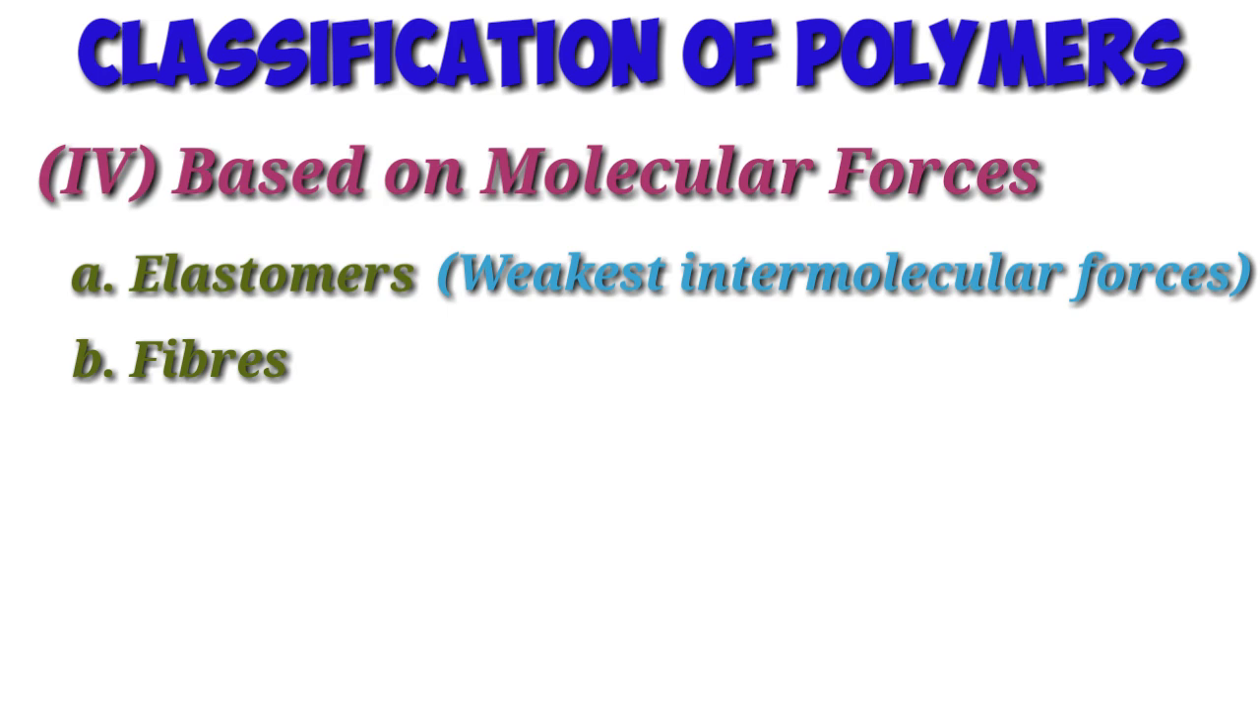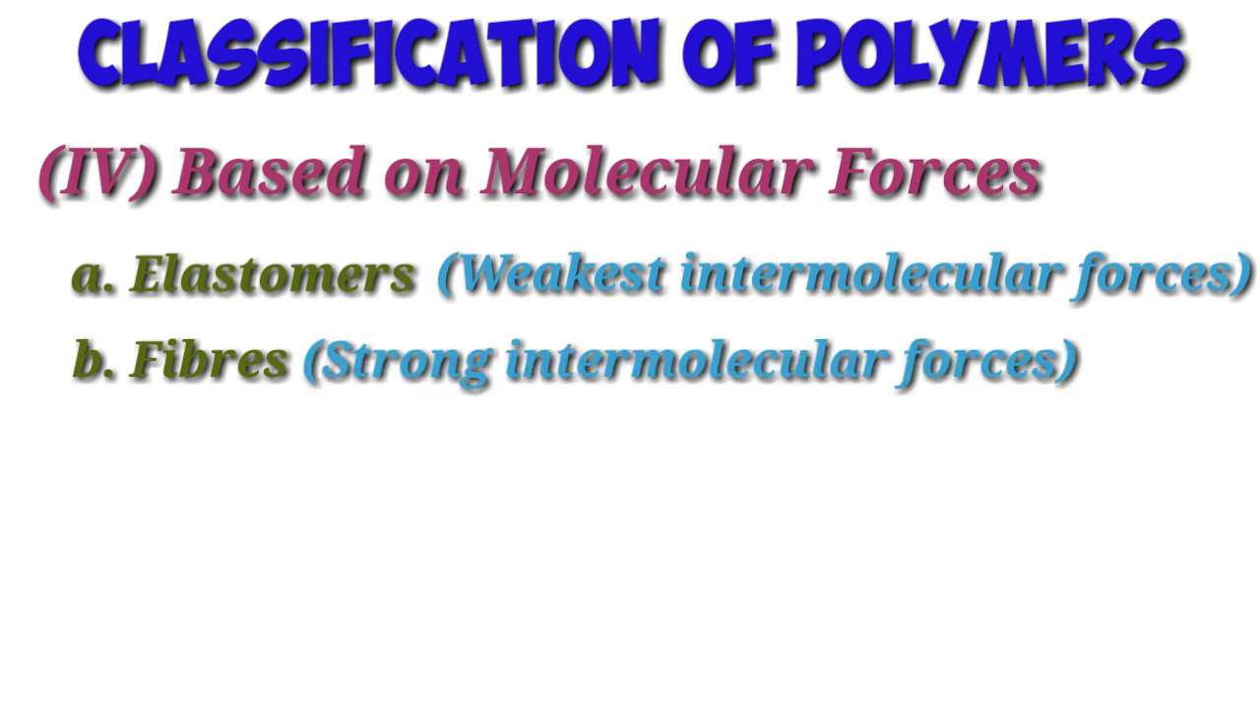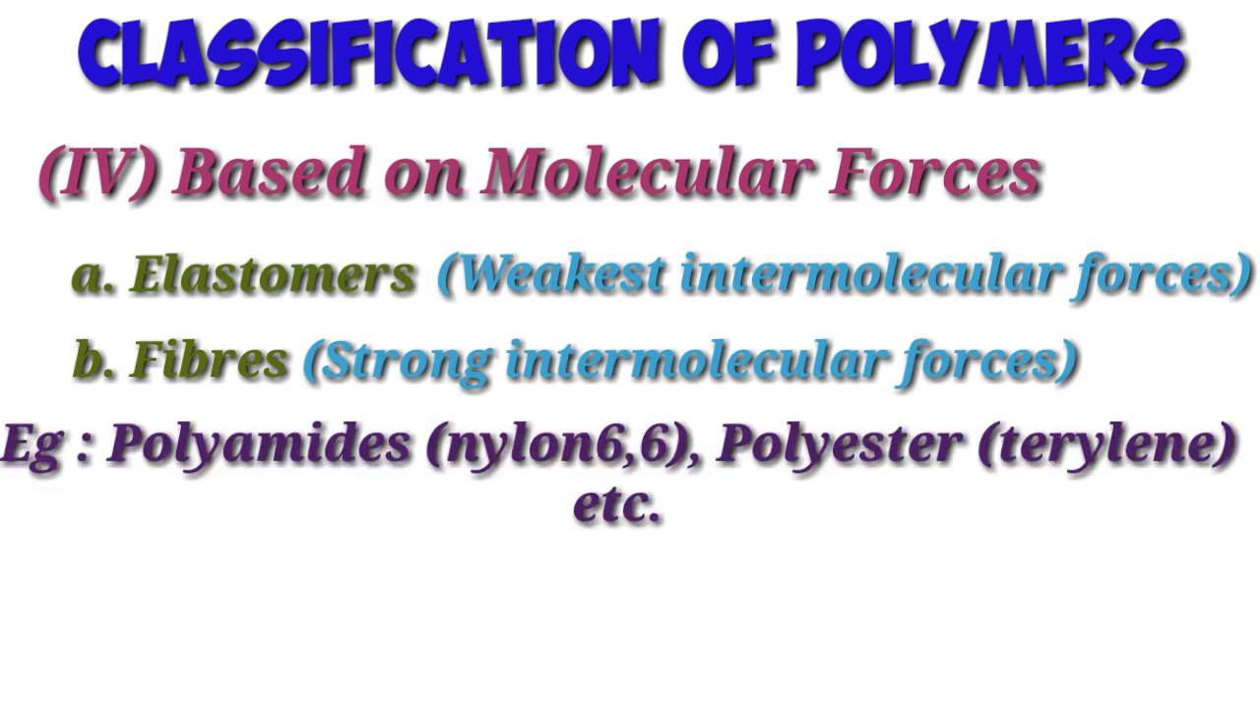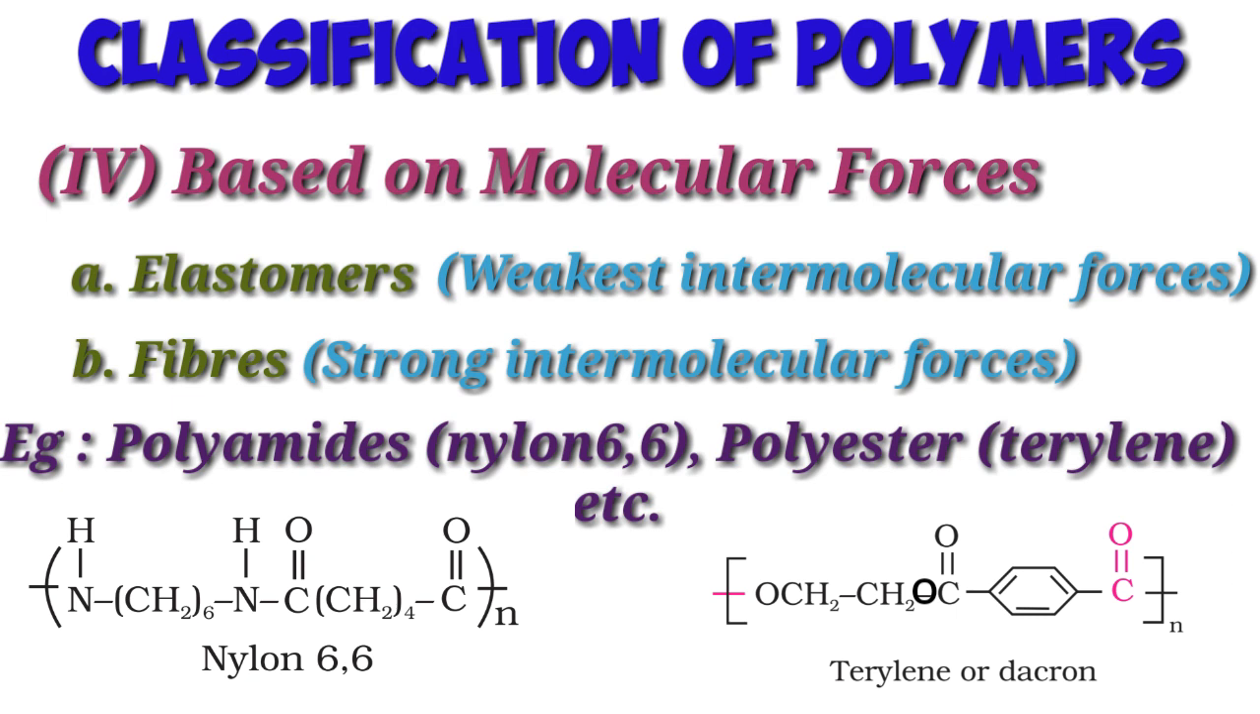Fibers. Fibers are thread-forming solids which possess high tensile strength and high modulus. These are obtained by strong intermolecular forces like hydrogen bonding. These strong forces lead to the crystalline nature of fiber. Polyamides, that is nylon 6,6, and polyesters, that is terylene, are examples.